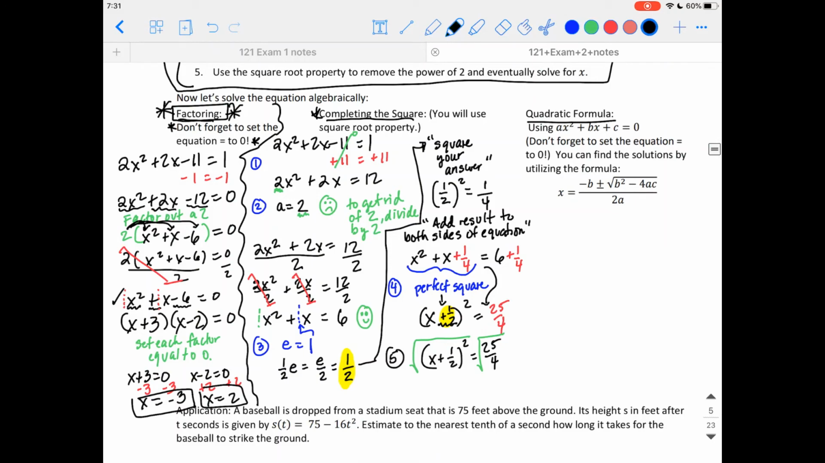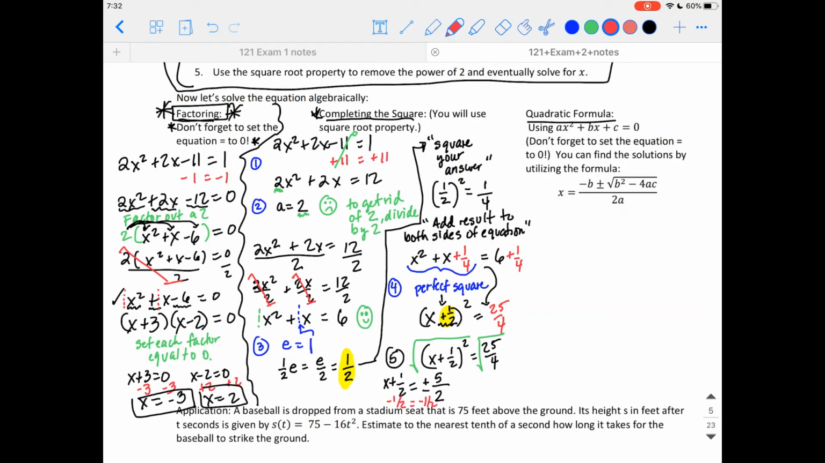And so on the left hand side, I'm going to be left with x plus 1/2 is equal to, so the square root of 25 over 4, you need to remember is going to be positive and negative. And the square root of 25 is a beautiful 5. And the square root of 4 is a beautiful 2. So I have x plus 1/2 is equal to plus or minus 5 halves. Well, the next thing that I'm going to do is subtract a half from both sides. So I'm going to subtract 1/2. And I'm going to subtract 1/2.